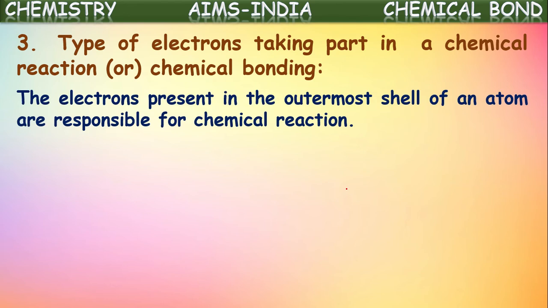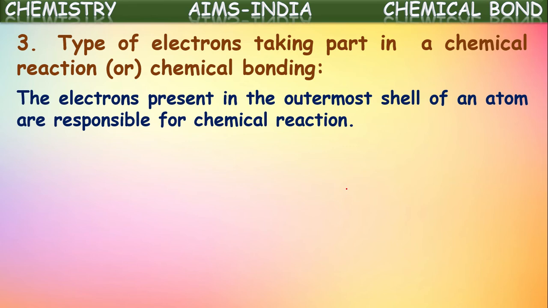The electrons present in the outermost shell of an atom are responsible for the chemical reaction. So this point explains which type of electrons are participating in the chemical bond. An atom may have many electrons, but only the electrons present in the outermost shell of that atom are responsible for the formation of chemical bonds. These electrons only will participate in the chemical bond.